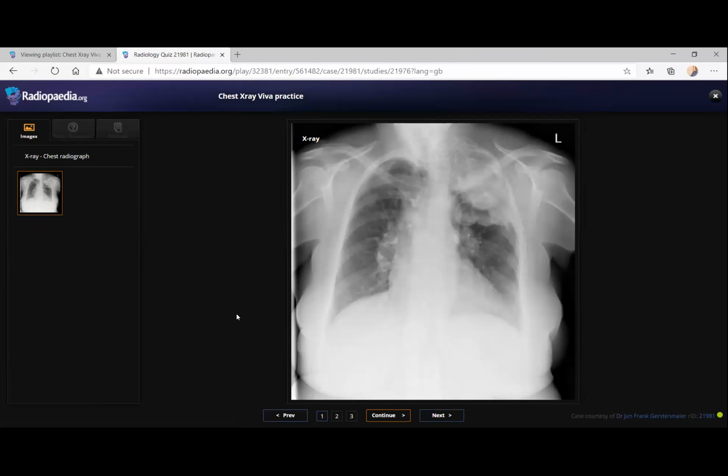Okay. This is an 85-year-old female who came with chest pain to the ED. So this is the frontal chest radiograph of an 85-year-old patient who's presenting with chest pain. The striking abnormality is the presence of rounded radiodense opacities, which are noted within the left upper lung field.